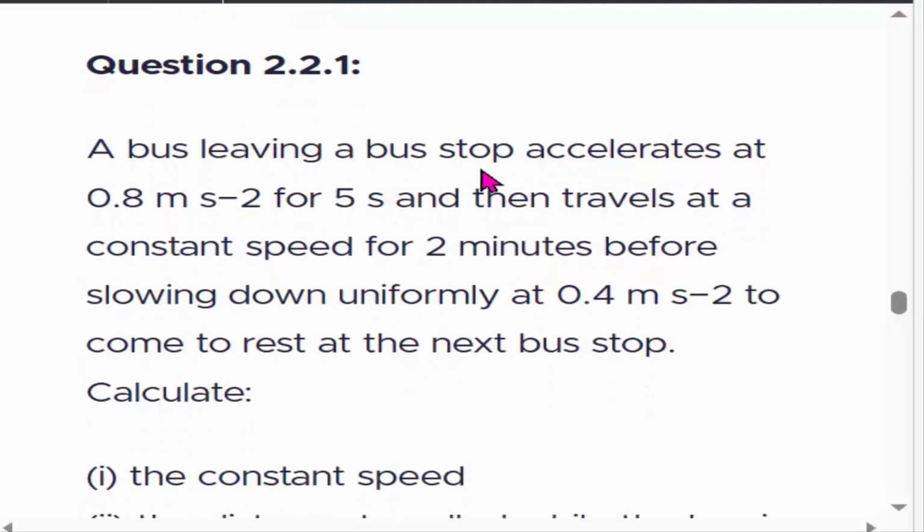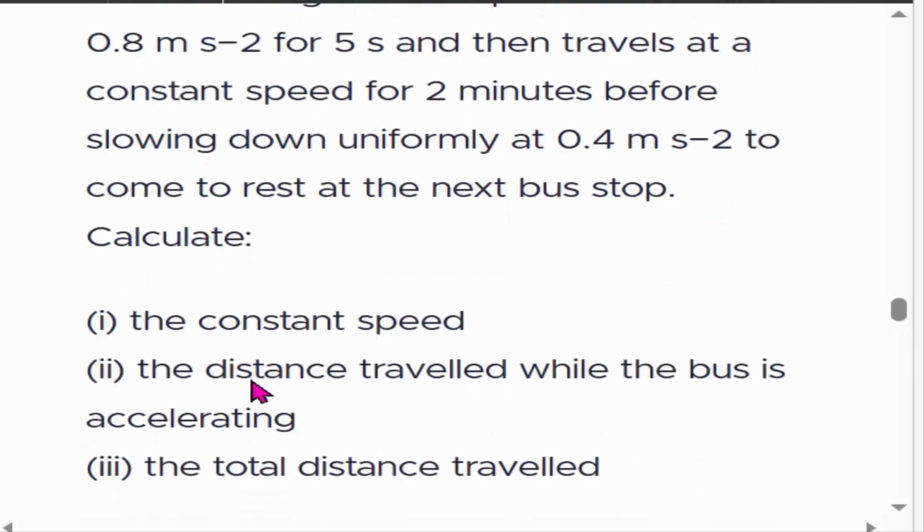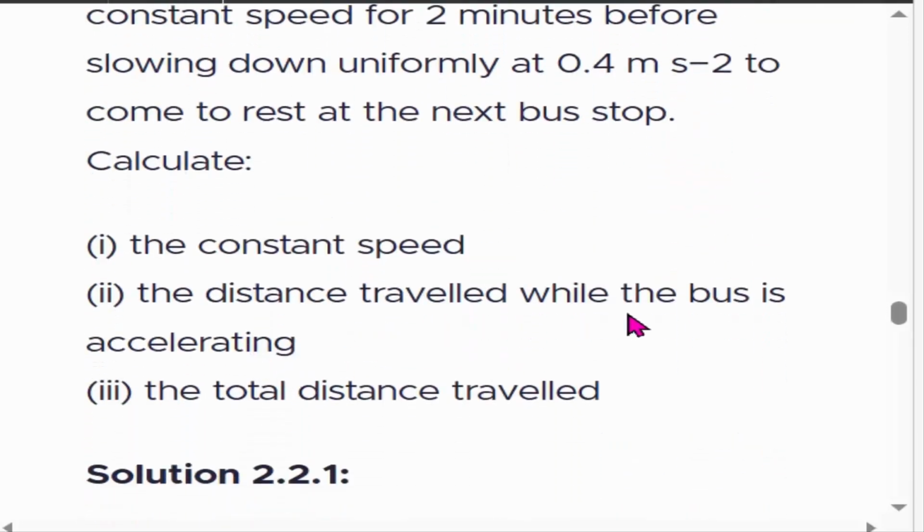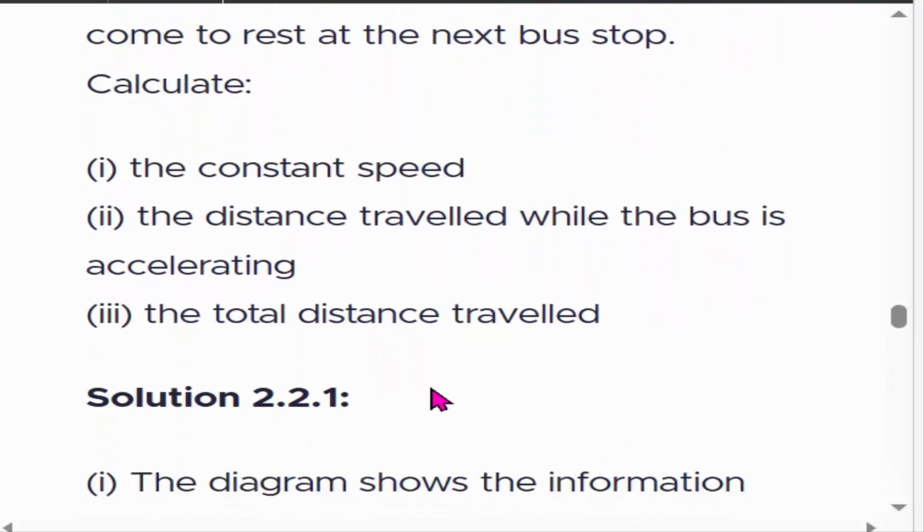A bus leaving a bus stop accelerates at 0.8 meters per second squared for 5 seconds and then travels at a constant speed for 2 minutes before slowing down uniformly at 0.4 meters per second squared to come to rest at the next bus stop. Calculate the constant speed, the distance traveled while the bus is accelerating, the total distance traveled, all these things.